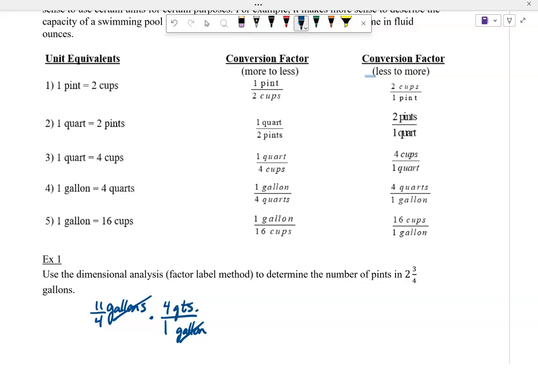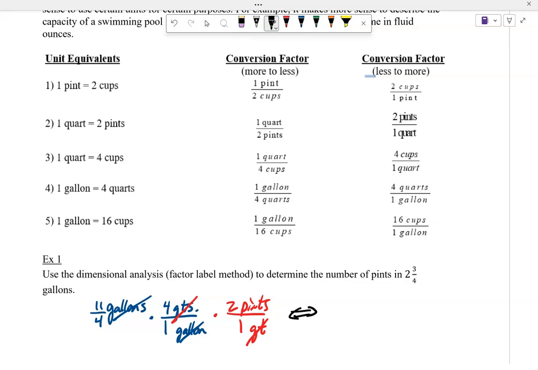But we don't want it in quarts, we want it in pints. I know there's 2 pints for every 1 quart. I need the quart on the bottom. All right, so make sure you do 2 pints over 1 quart, not 1 quart over 2 pints. And now notice we're in pints, right? All my units have canceled.